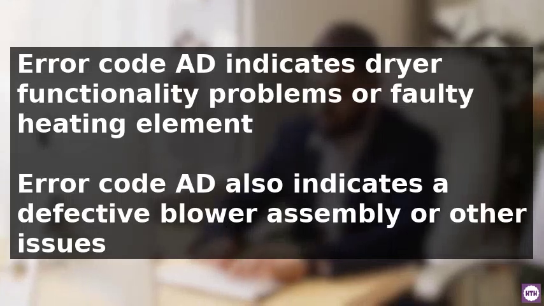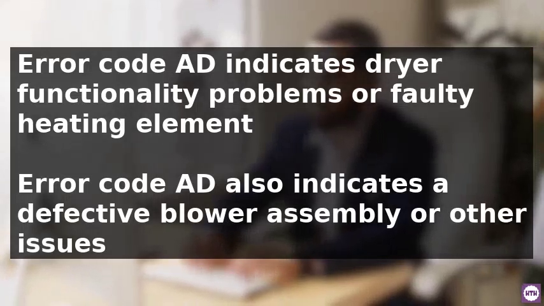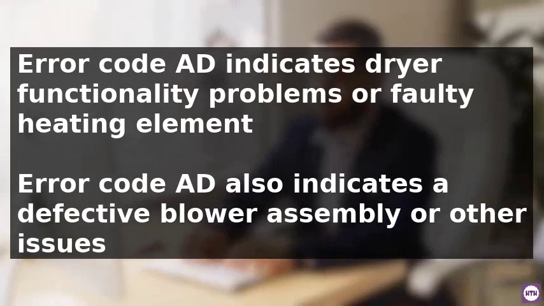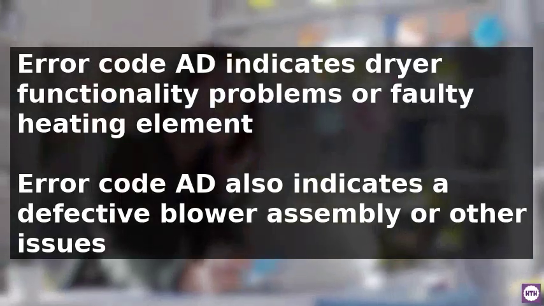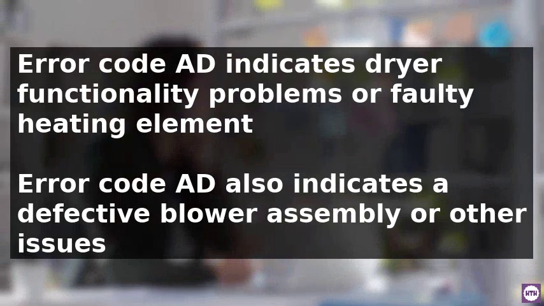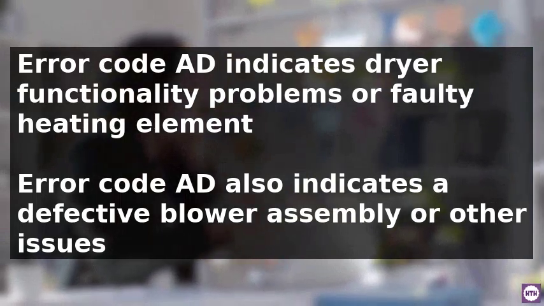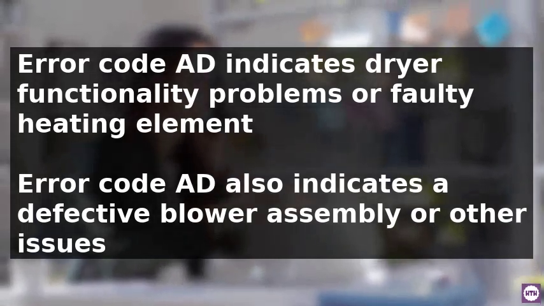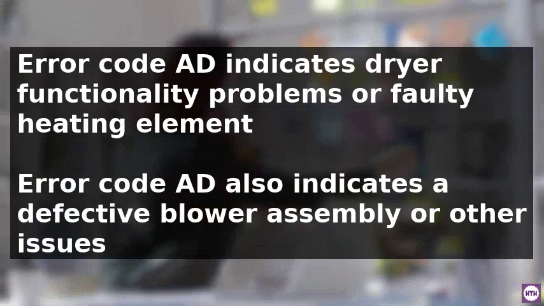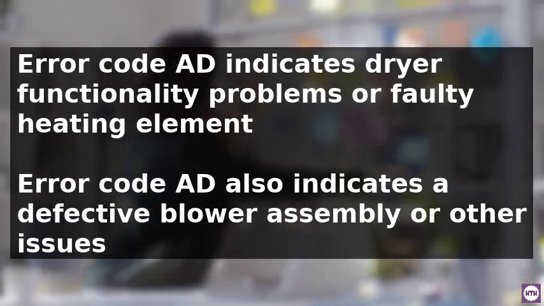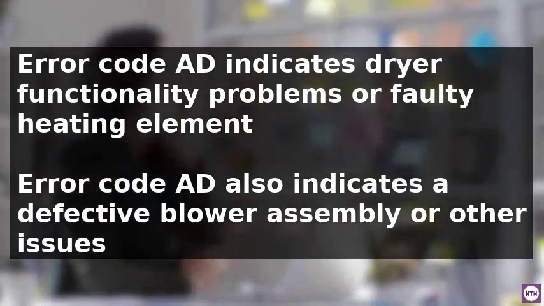To troubleshoot and fix the Frigidaire electric dryer error code AD, which appears when the auto dry option is selected, it's essential to understand the common causes of this issue. The error code AD typically indicates that the dryer is experiencing functionality problems, has a faulty heating element, or a defective blower assembly. To resolve this issue, the first step is to reset the dryer.